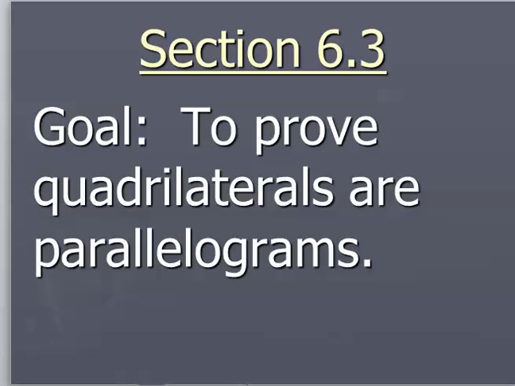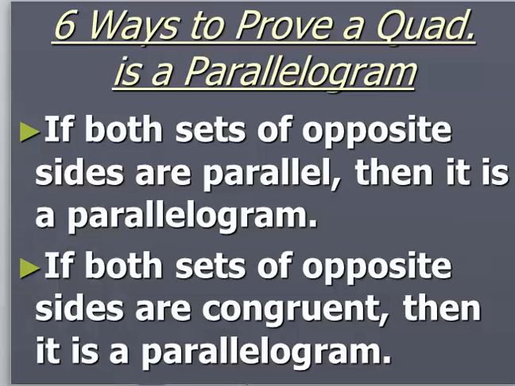In section 6.2, we talked about the properties of parallelograms. In section 6.3, our goal is to prove that quadrilaterals are parallelograms. So you'll be given a quadrilateral, some properties or some congruences, some parallels about that quadrilateral, and you need to use the properties of a parallelogram to decide whether that's enough information to say, yes, this is a parallelogram, otherwise, no, it's not. The 6 ways to prove that a quadrilateral is a parallelogram.